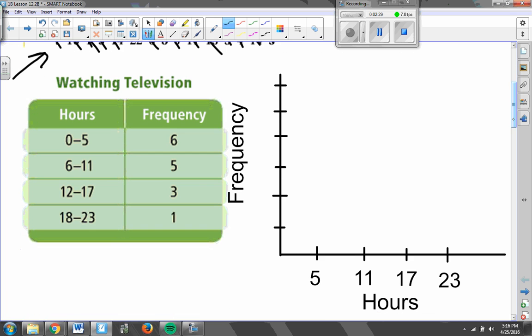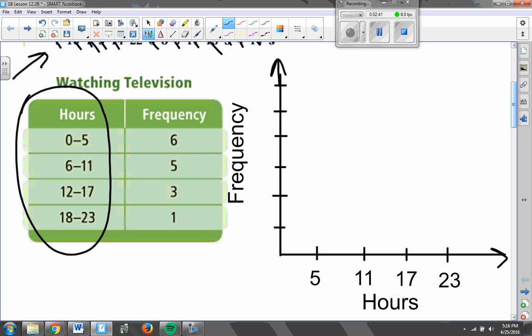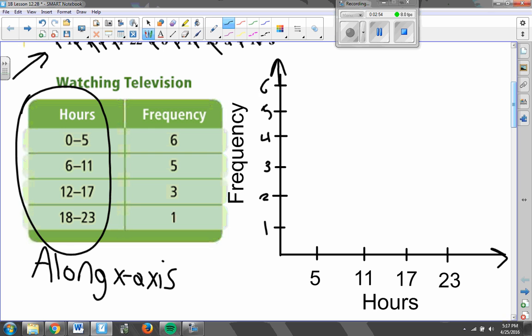We translate it to a graph in the XY direction. So there's Y going up, there's X going to the right. And then along the bottom is always our intervals. Intervals are always along the X-axis. And then our frequencies obviously go up the y-axis here, 1, 2, 3, 4, 5, 6, and so on.